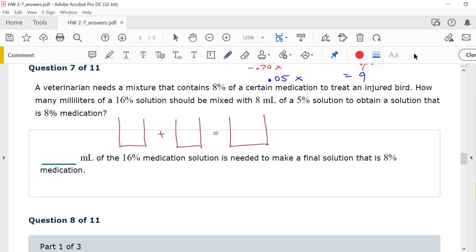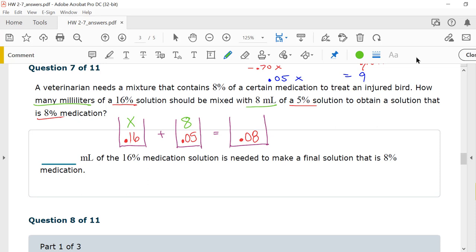How many milliliters of a 16% solution should be mixed with a 5% solution to obtain a solution that's 8%? So I'm mixing a 16% and a 5%. Don't forget 5% is 0.05. And I want to get a mixture that's 0.08 or 8%. Now let's go get the amount. How many milliliters of the 16, so that's going to be our X, should be mixed with 8 milliliters of the 5 to obtain a solution that's 8%.